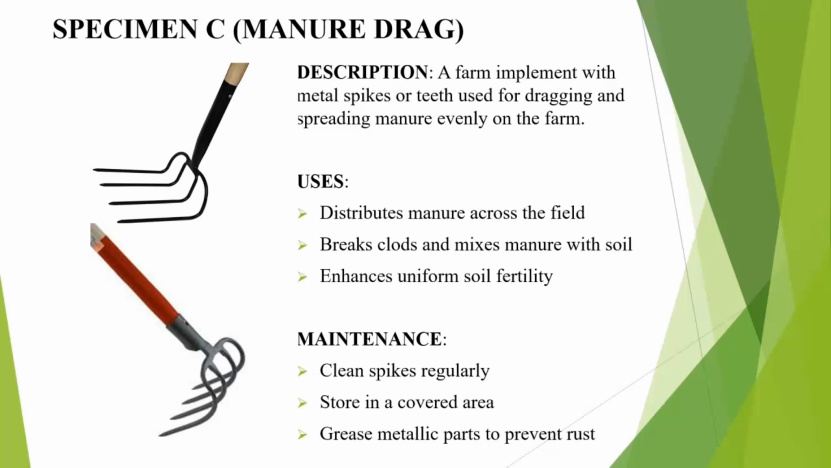Again, they will ask you to tell them the maintenance. So for the maintenance, you clean all those spikes or prongs regularly. Then again, store in a cool, dry place or a covered place. And also for the metallic parts, it's important you grease them to prevent rust. So one common question they will ask you from specimen A, B, and C is what group of farm materials they are. So simply, A, B, and C are all farm tools. So take note, they are all farm tools.